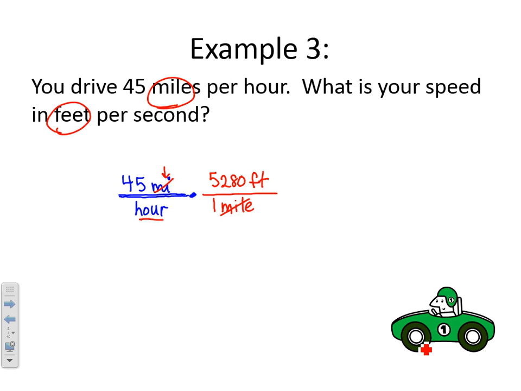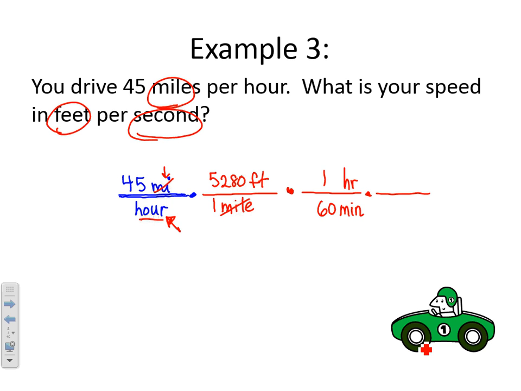But the problem says I want feet per second. So we need another conversion factor that's going to get us from hours to seconds. All right, so we know that there are 60 minutes in an hour. I have to be careful here though, because hours are in the denominator. In order for an hour to cancel again, it would have to go in the numerator this time. So in 1 hour, there are 60 minutes.